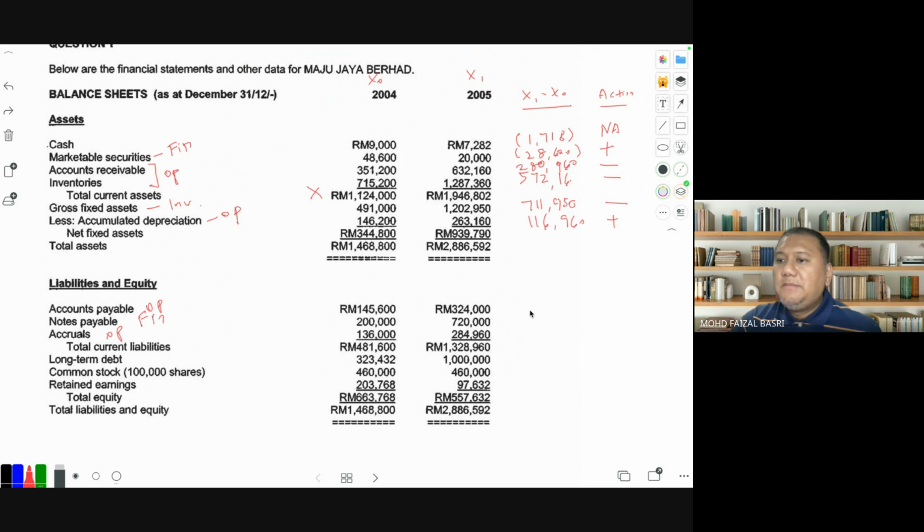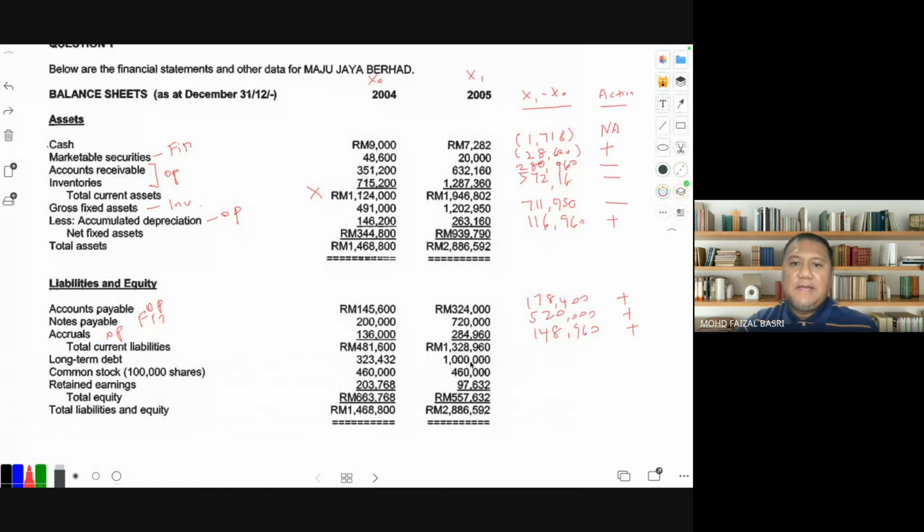So accounts payable, 324,000 minus 145,600. So it will be 178,400. So dia positif, kita plus. Accruals, 720,200, dia ada increase by 520. So this is plus. So 284,960 minus 136,000, so we have 148,960. So this is another plus.